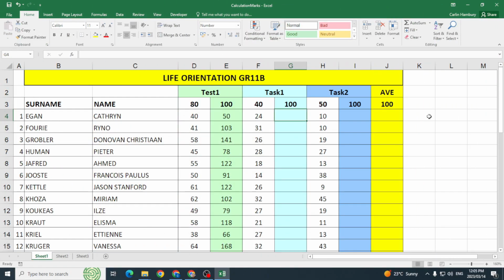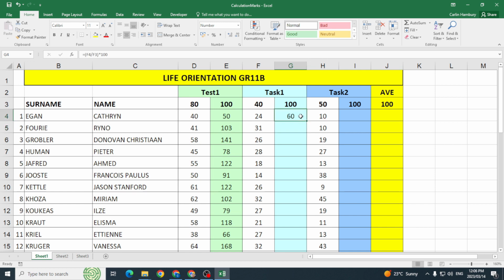Let's look at the difference between relative cell referencing and absolute cell referencing. So here, for example, I've got a scenario where I want to take this mark that's out of 40 and convert it to a mark out of 100. So I'm going to pop in my formula. I'm going to divide the one by the other, and then whatever that answer is, multiply it by 100.